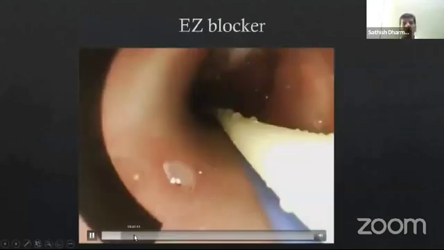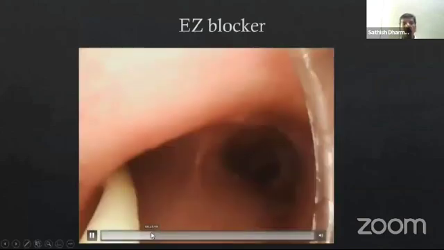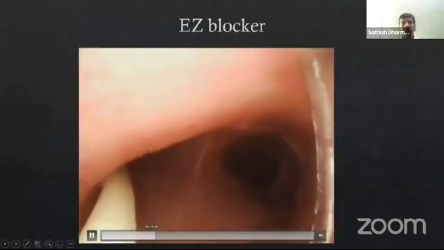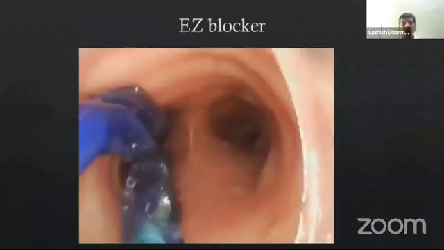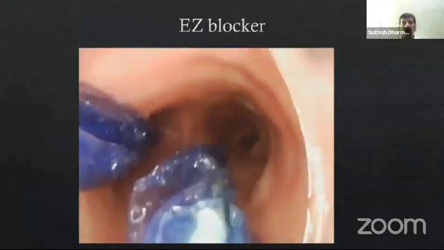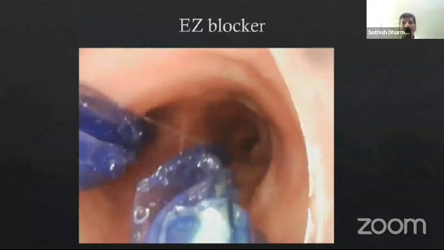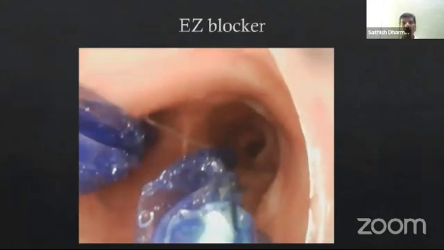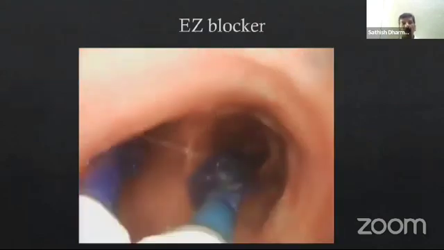go inside. Once you see the carina, you know the two limbs, both the limbs have gone into the left side. So you bring it out. See, the limb is not opening here because the tube is very close to the carina. Now we pull the tube a little bit up, the Y limb is open.